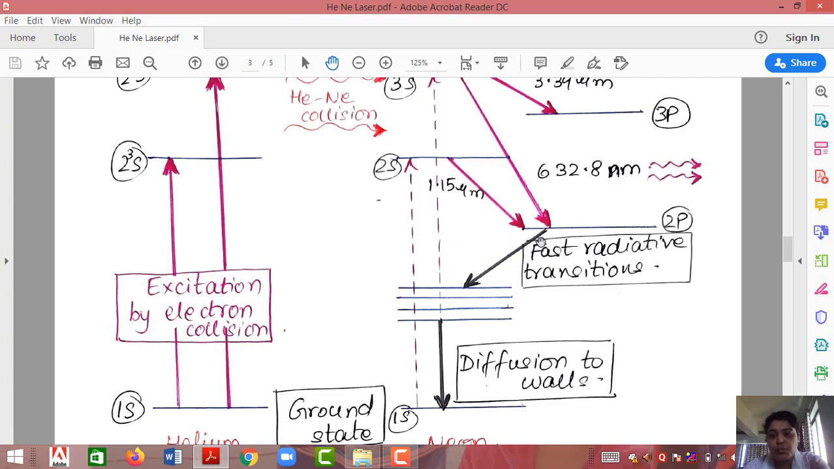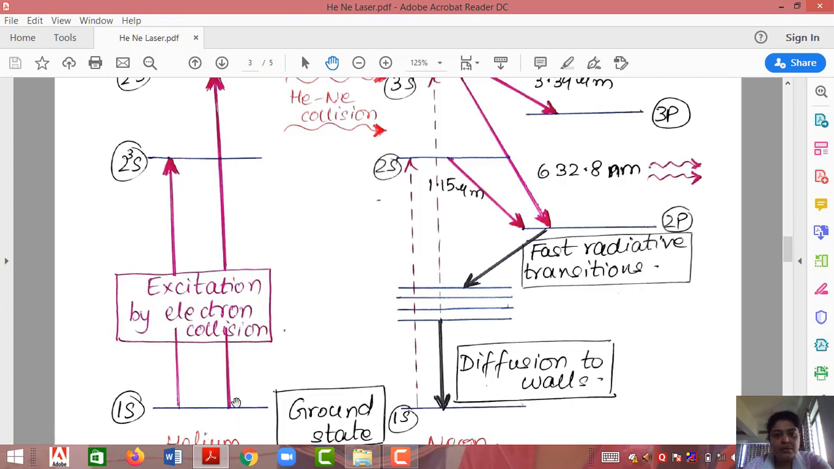Then from this 2p level, they are going to come to a lower laser level and finally the diffusion to the walls. Finally, they will be de-exciting and coming back to the ground state. So let us quickly see the 4 steps.